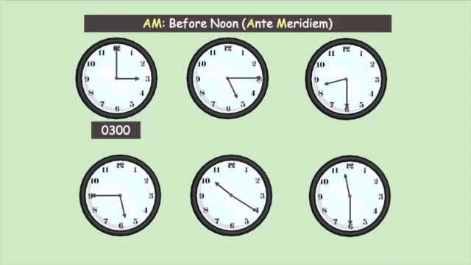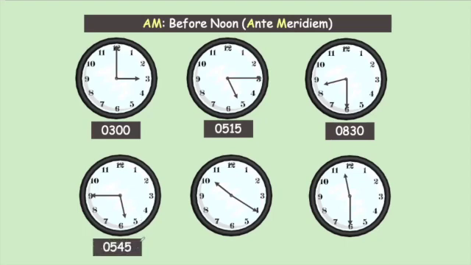This is 515, but we make it 4 digits by adding an extra 0 in the beginning. Again, it is 830, so 0830. 545, so 0545. 1020, we already have 4 digits, so we don't have to add an extra 0 there. Again, 1130. So easy, right? Let's move on to PM.